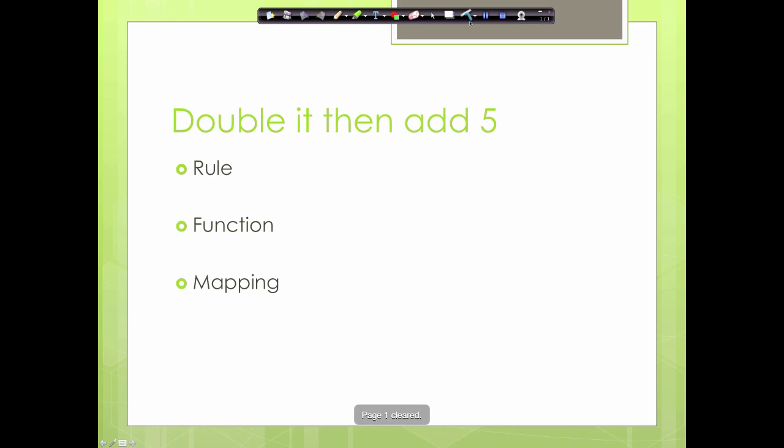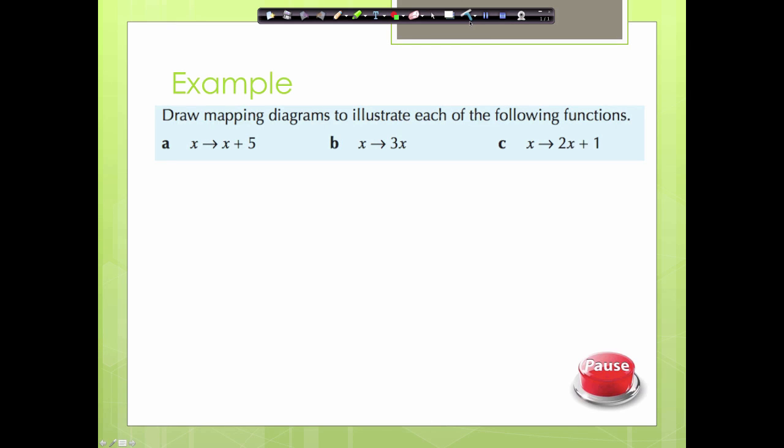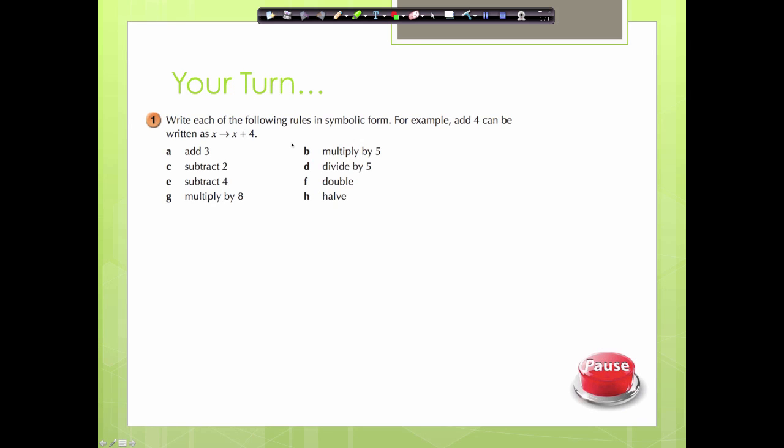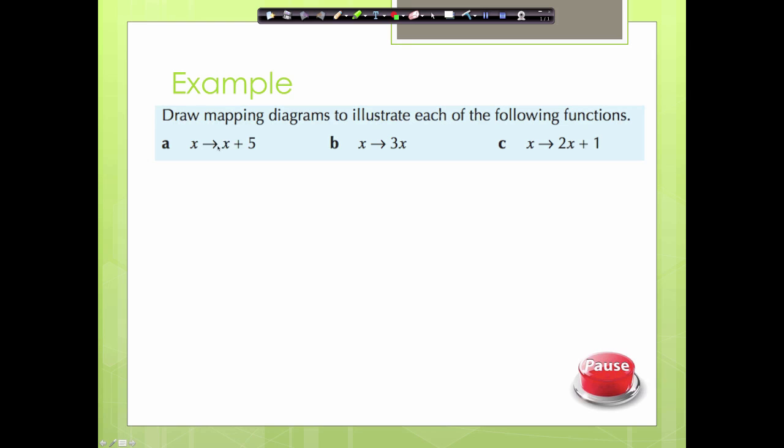So we've got some examples here. It says draw the mapping diagrams to illustrate each of these functions. For the first one, we have x is mapped onto x plus 5. We can choose what our mapping diagrams are going to have in them. We can choose the numbers. So for this first one, I can say that I put in 1, add on the 5, I get 6. I can put in 2, I get 7. I put in 3, 3 plus 5 gives me 8.